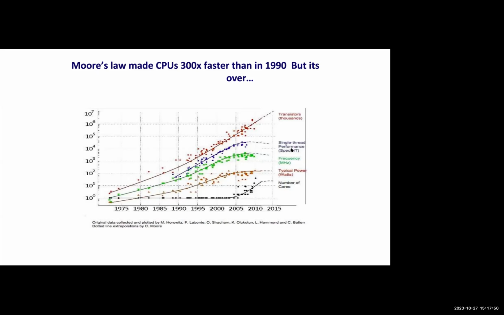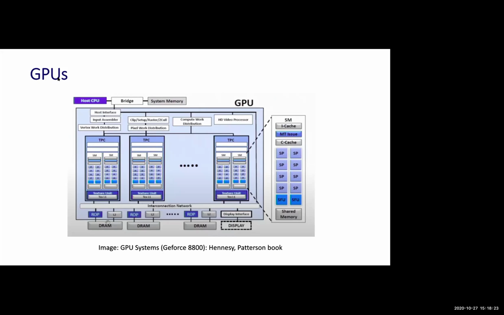Why? Because single-threaded performance is flattening, and the frequency is also flattening, but the number of transistors on the chip is still growing. We can't increase single-thread performance, so we need to come up with parallelism. That's where the GPU comes in. This is the basic architecture of a GPU, the G80 Tesla GPU, which came up in 2006. So this was a basic GPU, and it has a hierarchy.